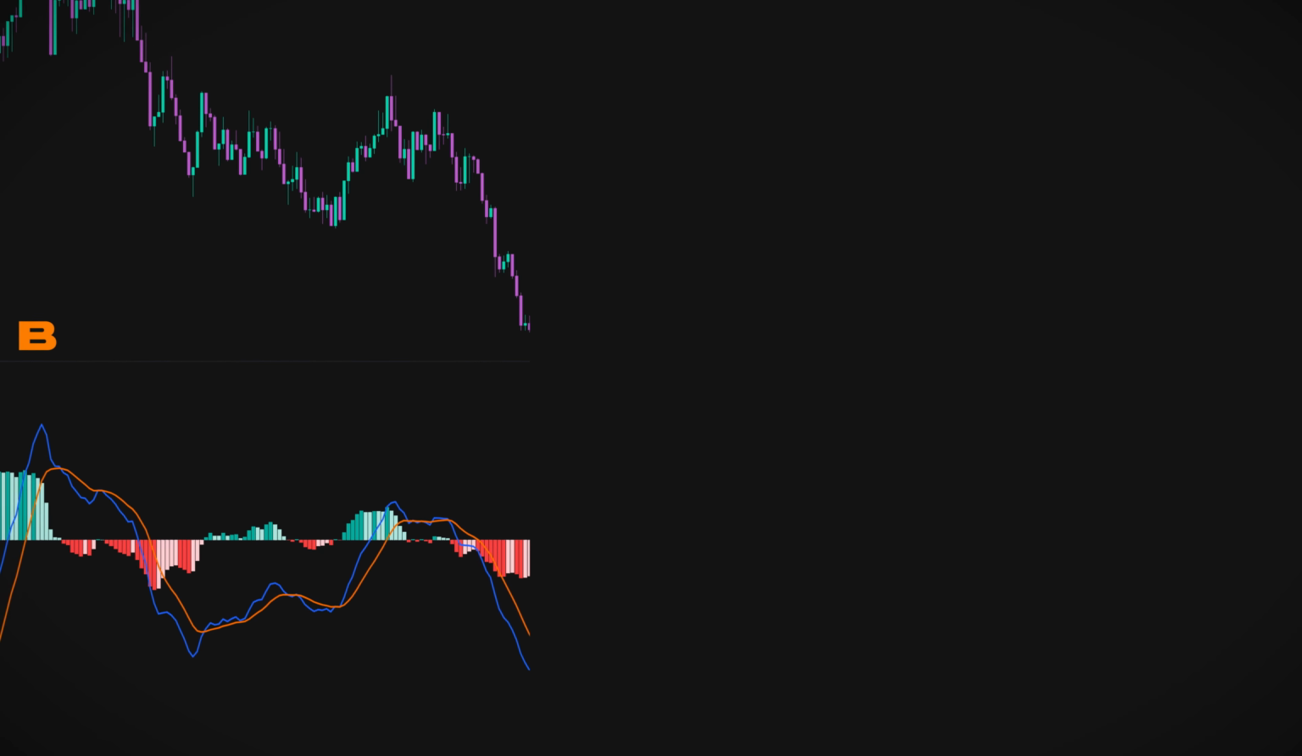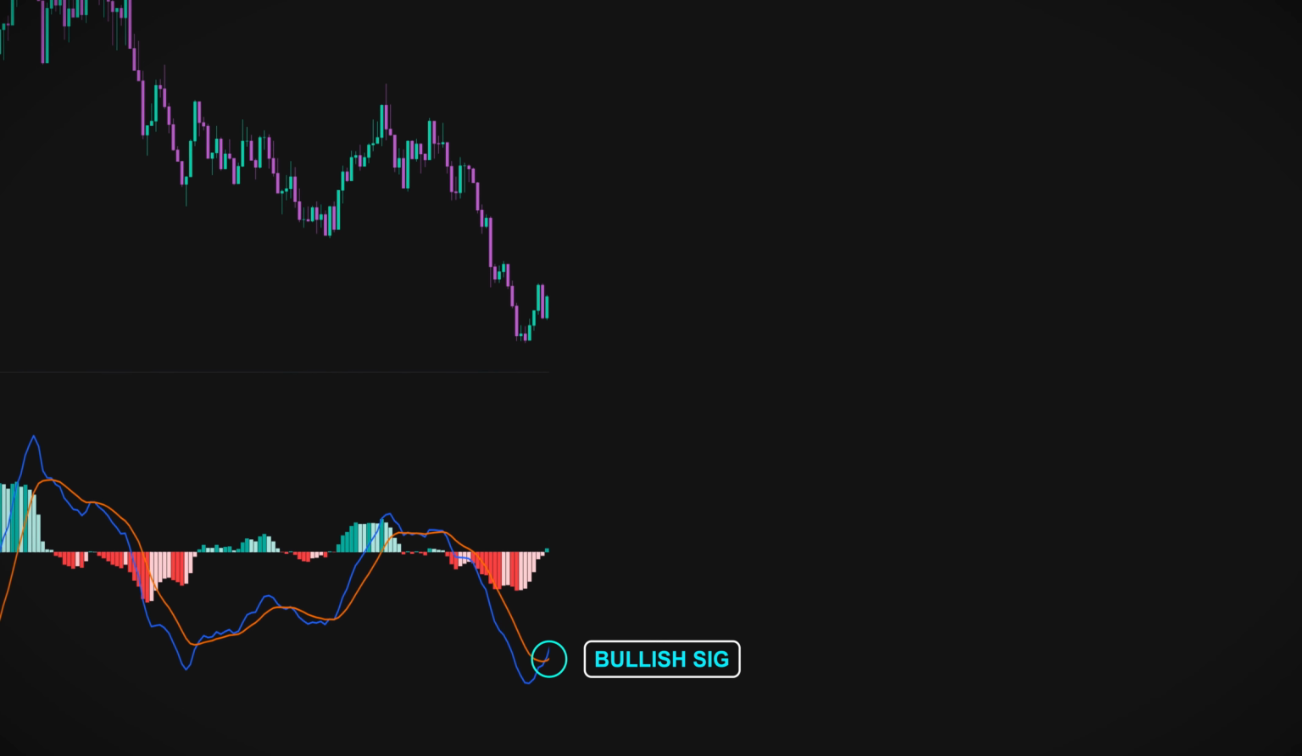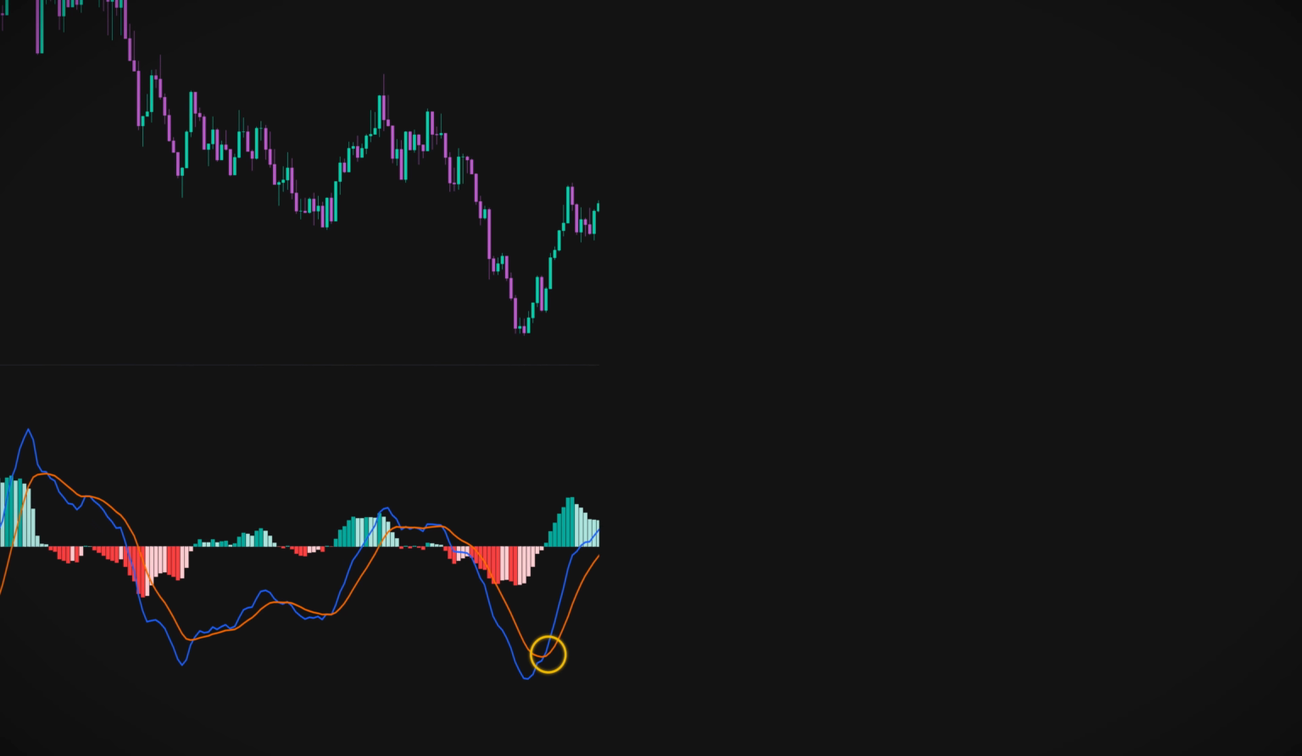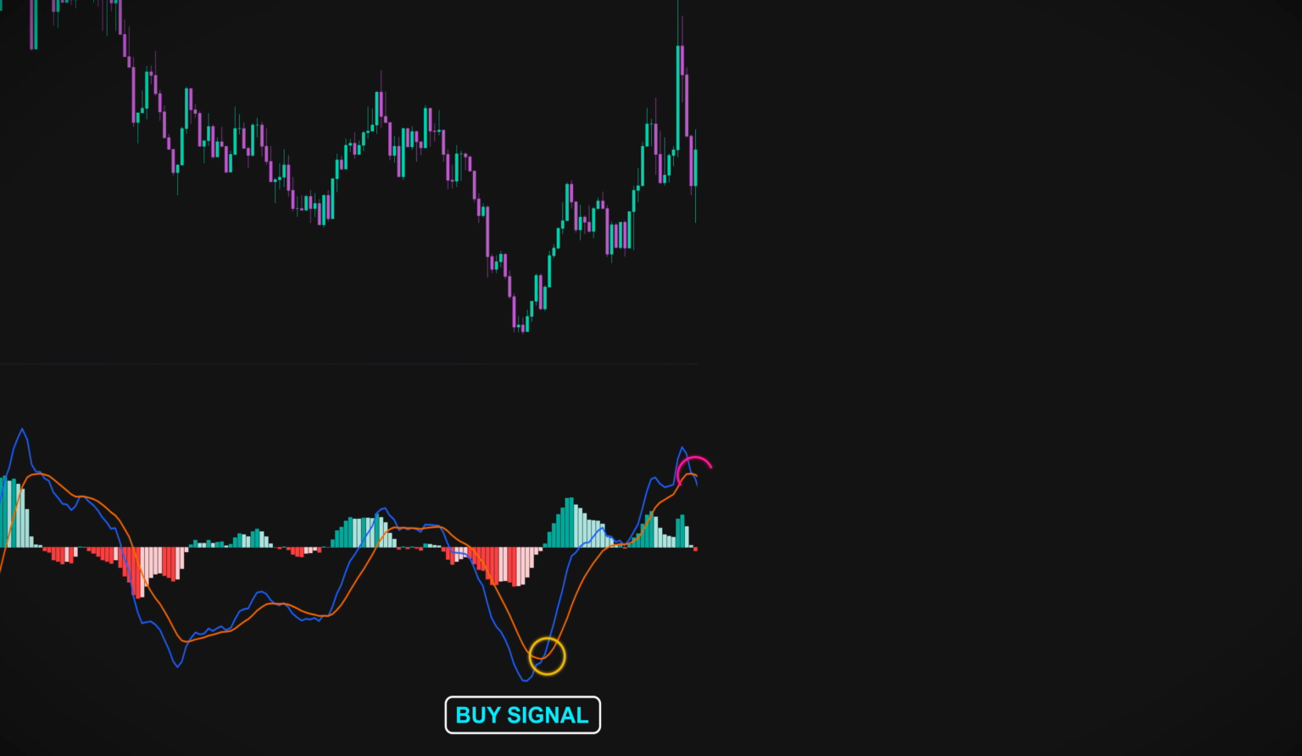First, let's talk about the buy signal. When the MACD line crosses the signal line upward, it indicates bullish momentum, suggesting the stock might rise. If you see the blue MACD line cutting the orange signal line upward, it's a sign that the stock is giving a buy signal.